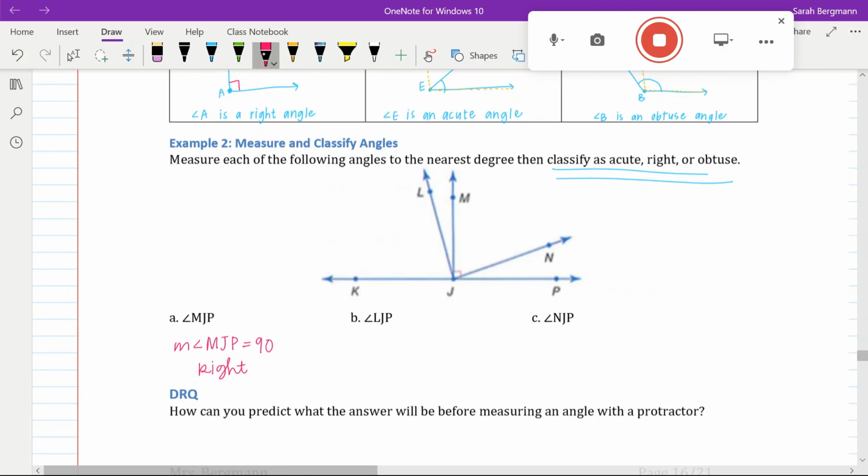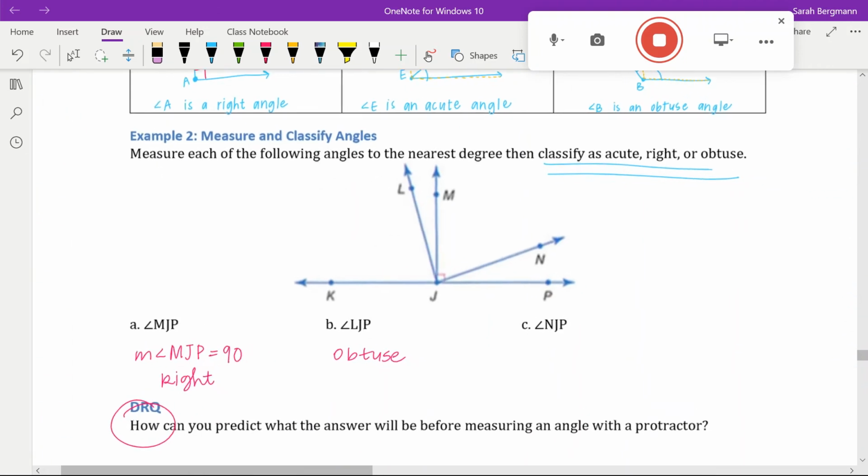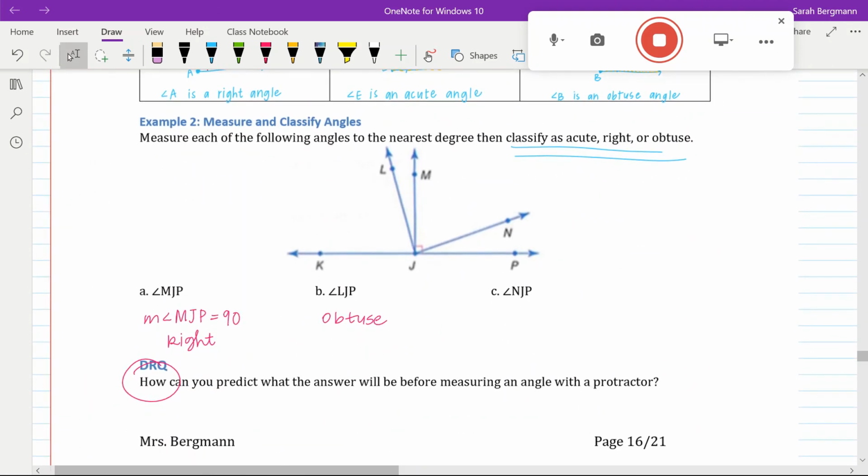Next, we have angle LJP. That's this angle here. This is greater than 90 degrees, so it's called an obtuse angle. We can predict this measure, but that's your question, so I don't want to tell you how to do that. Finally, we have the measure of angle NJP. That's this angle here. It is less than a 90-degree angle, therefore it's called an acute angle.